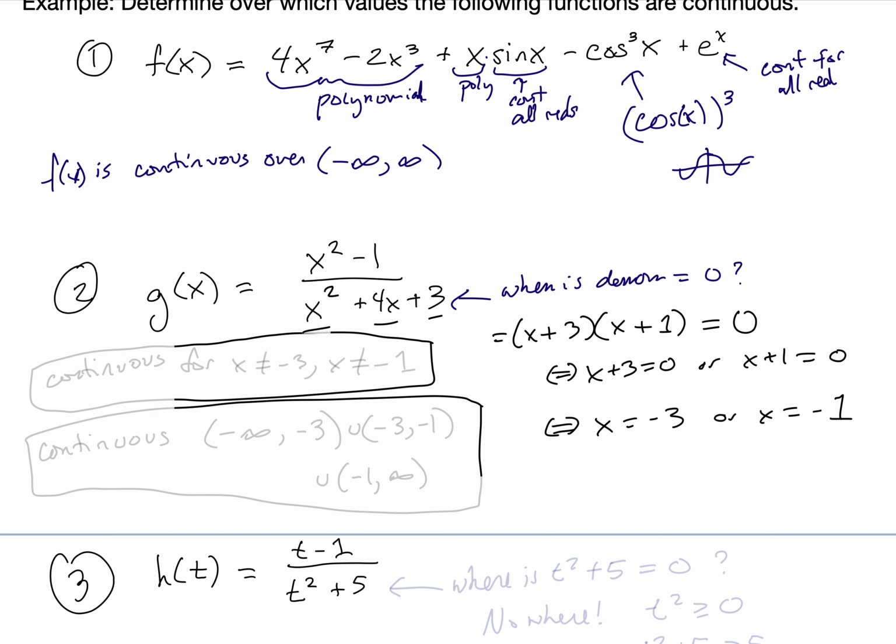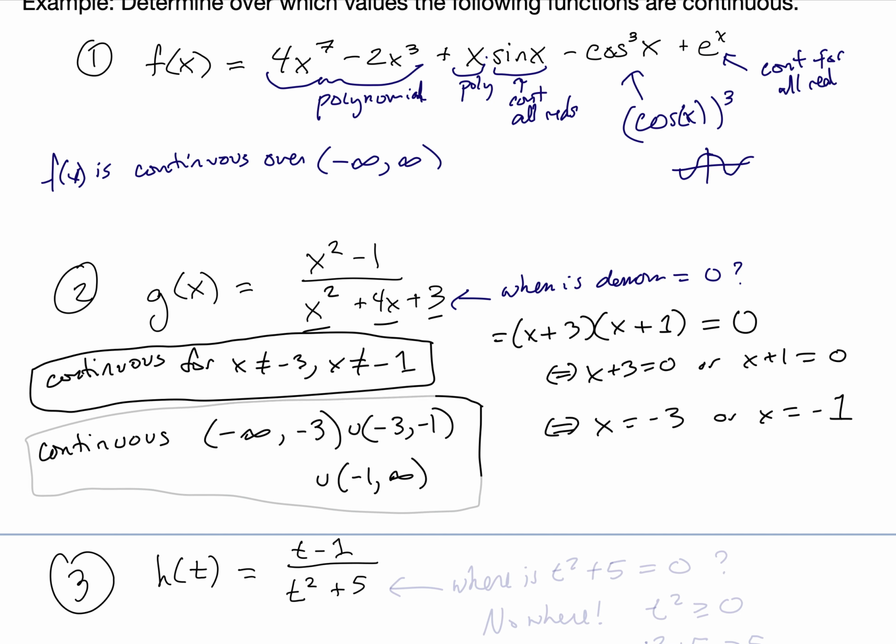So we could write our solution in different ways. One thing we could say is that it's continuous everywhere else, for x not equal to negative 3, x not equal to negative 1. That's one option. Another is we could say that it's continuous over a union of intervals: negative infinity up to negative 3, union the interval from negative 3 up to negative 1, unioned with the interval from negative 1 up to infinity. So those are two different ways that we could describe when g of x is continuous.